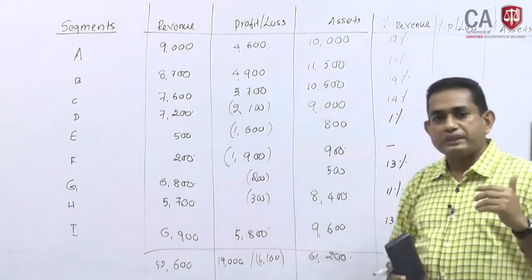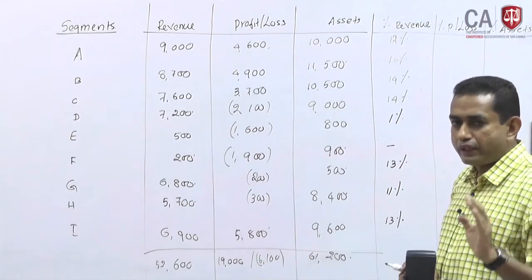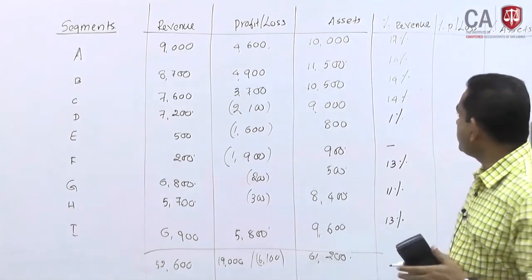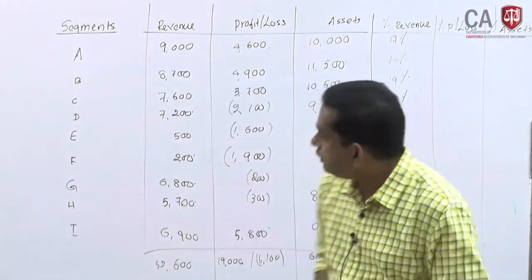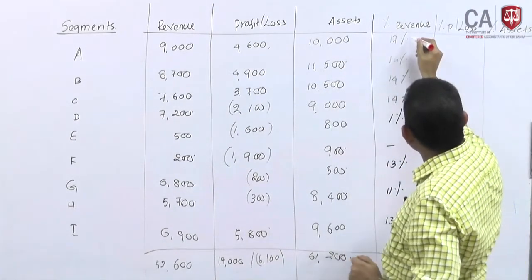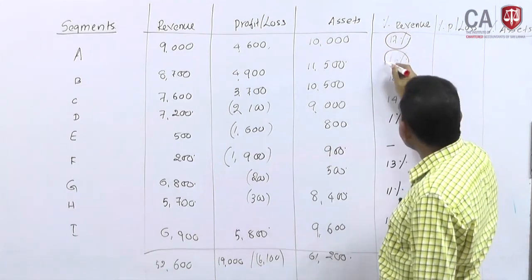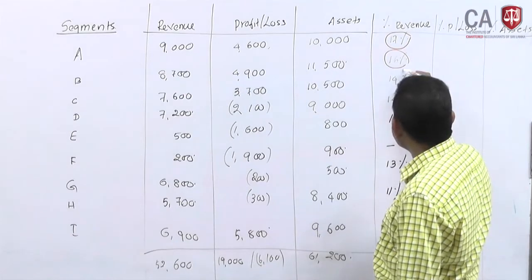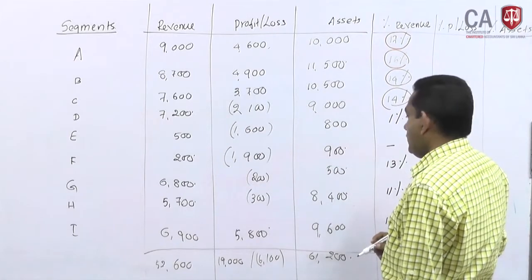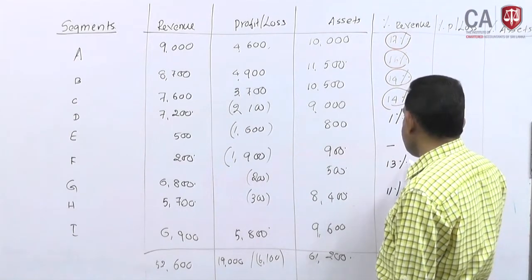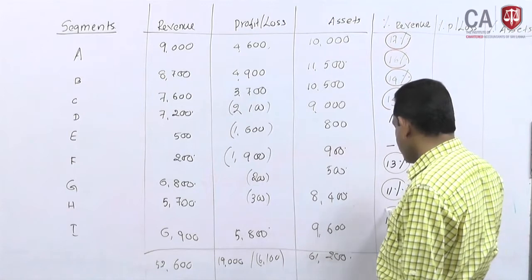Now, even without proceeding to the second quantitative threshold, by applying the first quantitative threshold, you can identify a couple of reportable segments. What are those? A already becomes a reportable segment, B already becomes a reportable segment, C already becomes a reportable segment, D already becomes a reportable segment, G, or before that, yes, G already becomes a reportable segment, H becomes a reportable segment, I becomes a reportable segment.